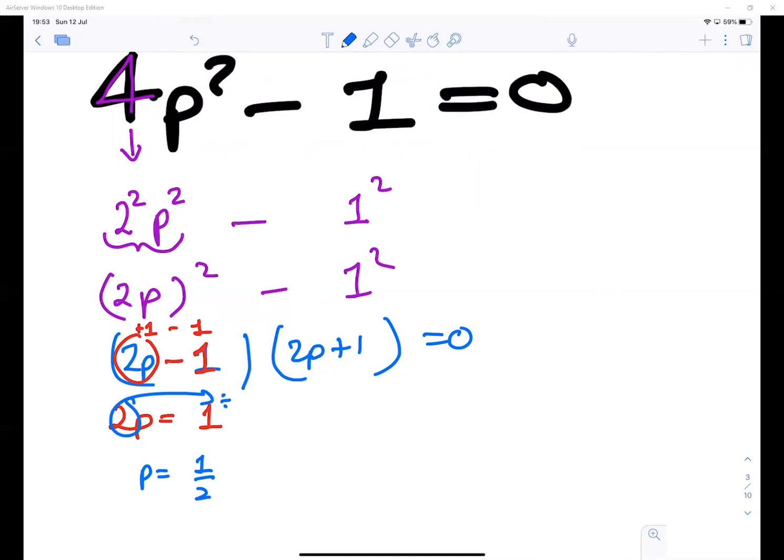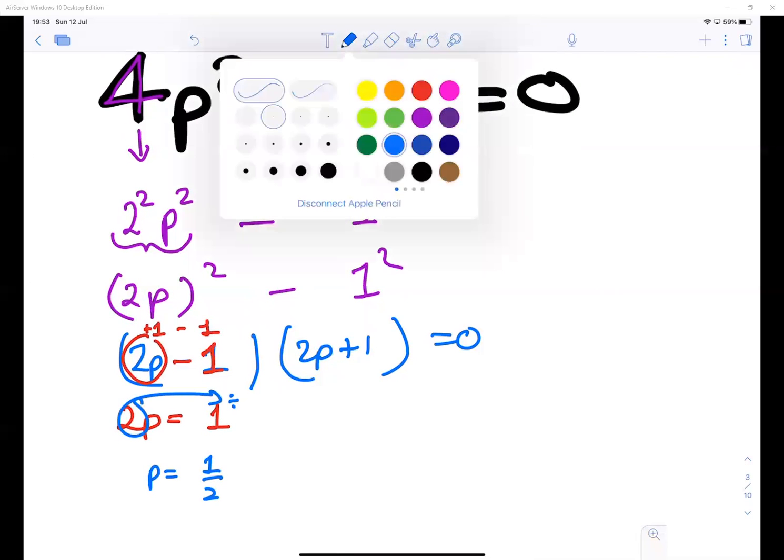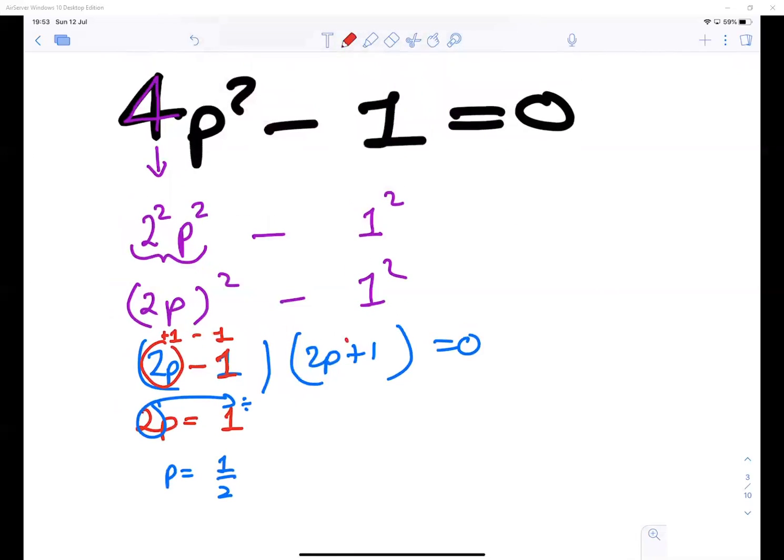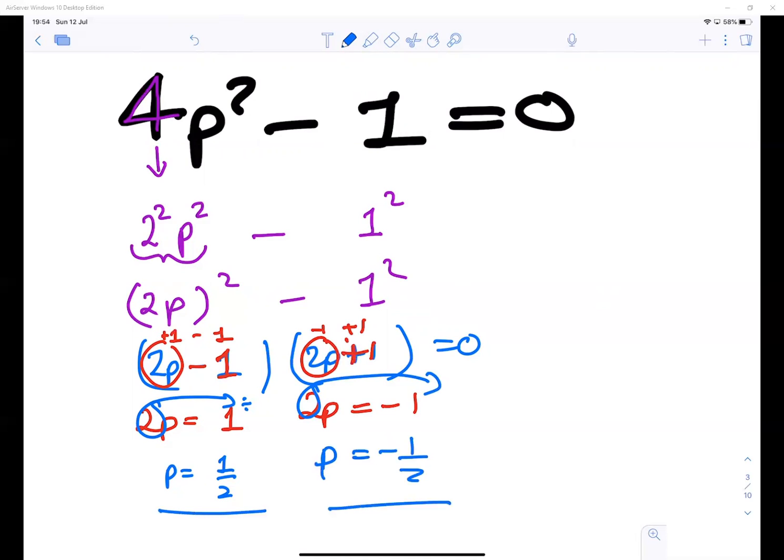Okay, the next one. If this part is plus 1, it'd be minus, so that means 2p must be equal to minus 1. So it'd be minus 1 over 2. Opposite term: times by 2 is divided by 2. So there's your two solutions for 4p squared minus 1 equals 0. That gives us that.